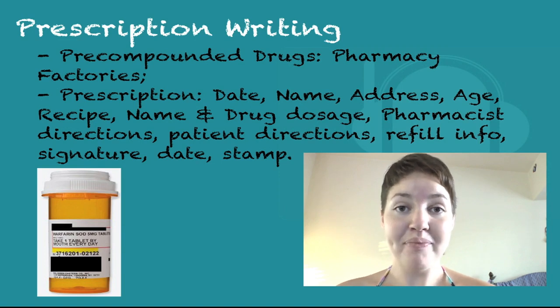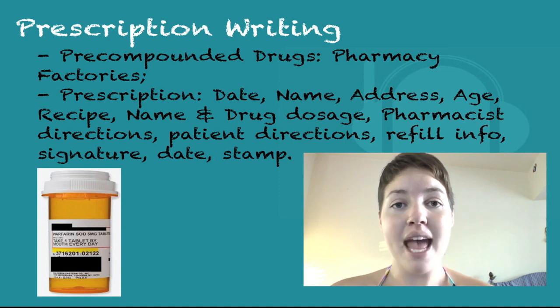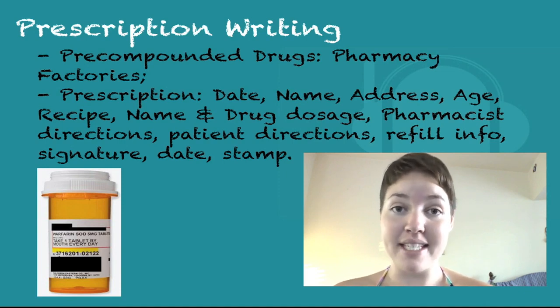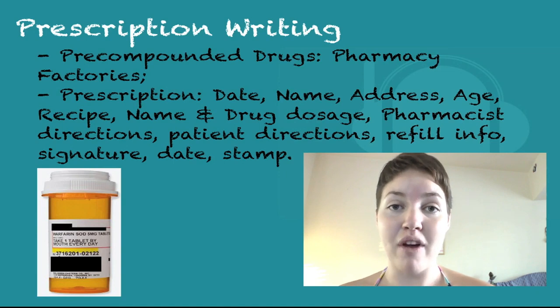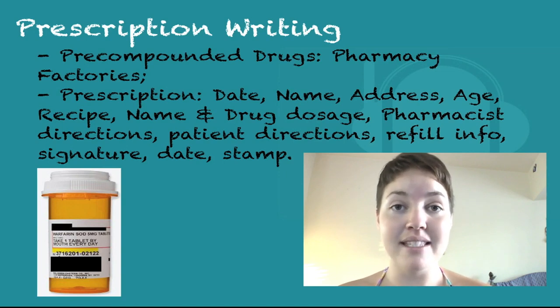On the prescription, you will see the date, and it will also have an expiry on it. In some countries it's 3 months, some 6 months, it really depends where you're working. You also have the name, age, address of the patient. You will have directions to the pharmacist from the doctor. You will have directions for the patient from the doctor and therefore from the pharmacist.